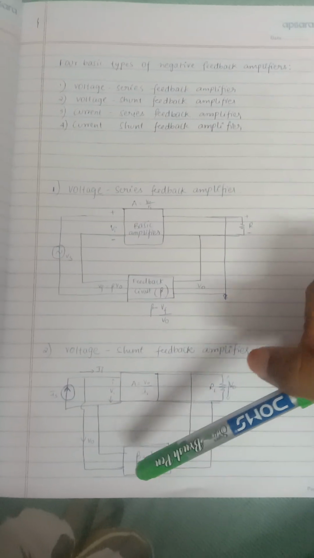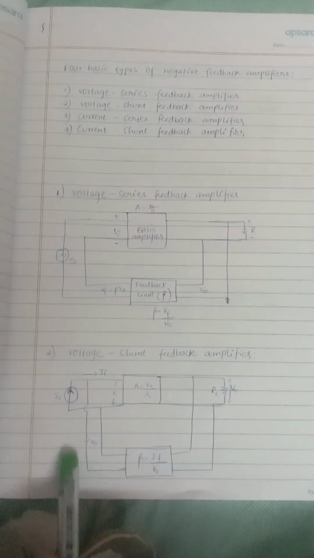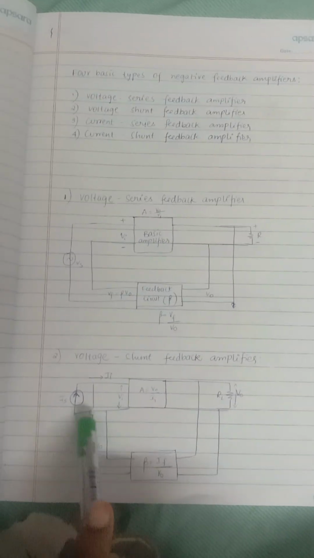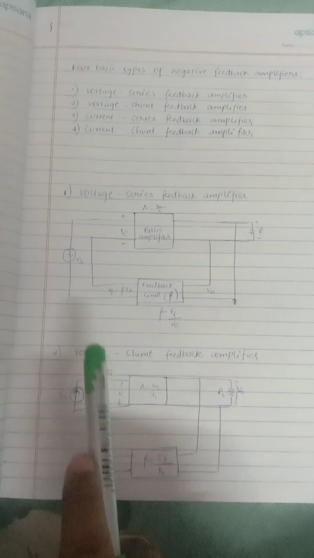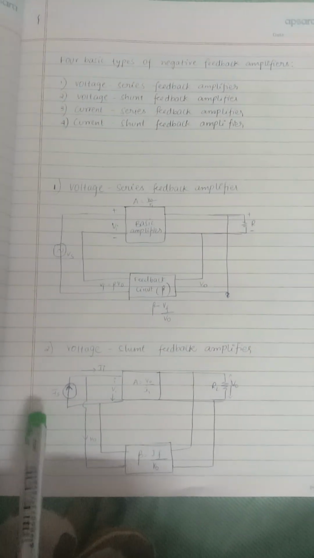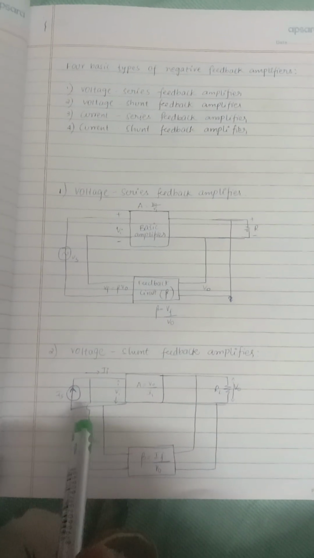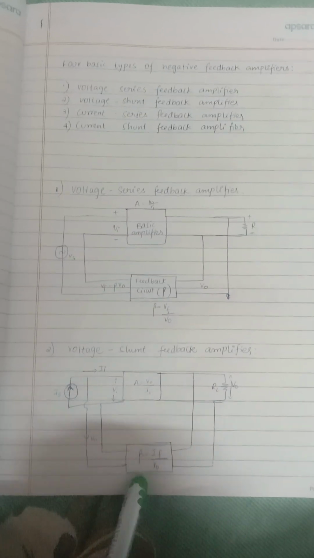Next, beta is equal to the input coming from the input signal, that is from the shunt mixing, If by V naught.